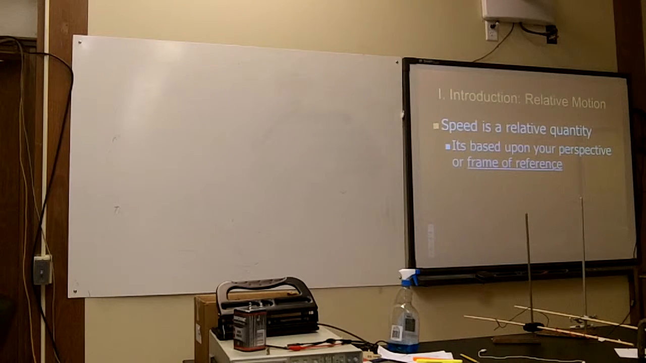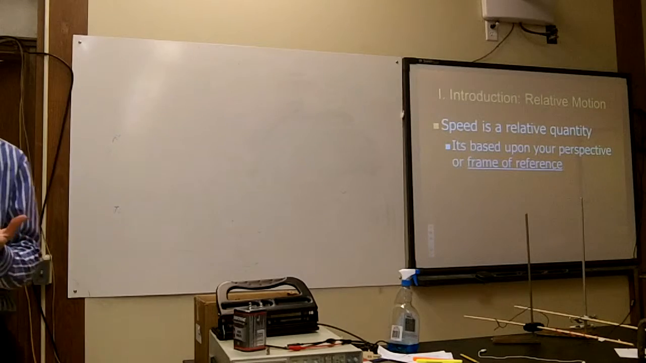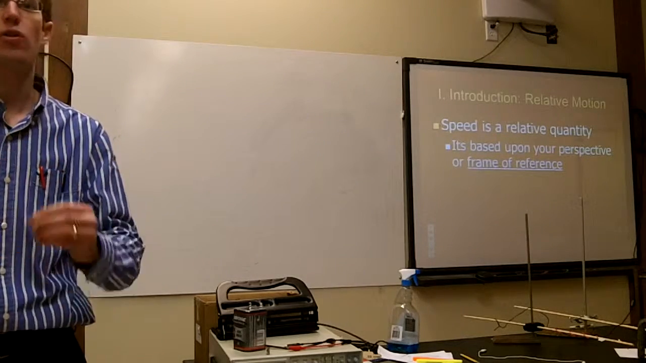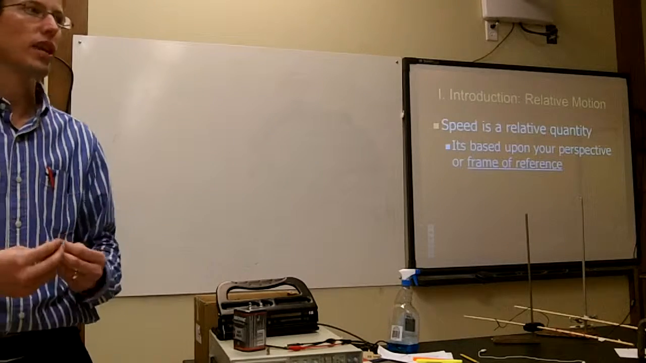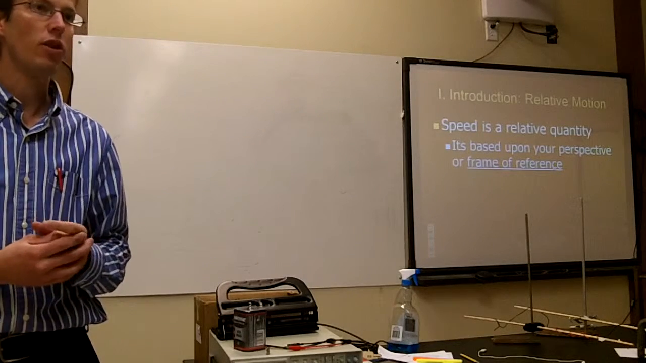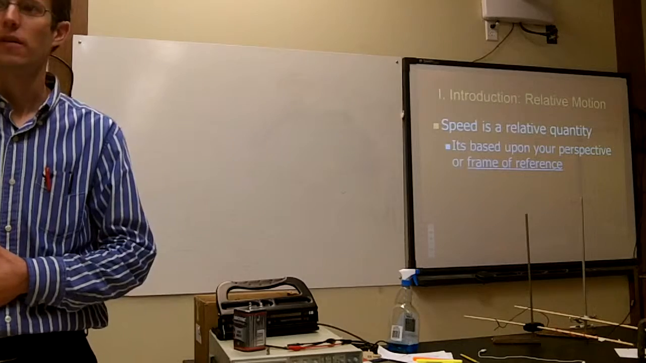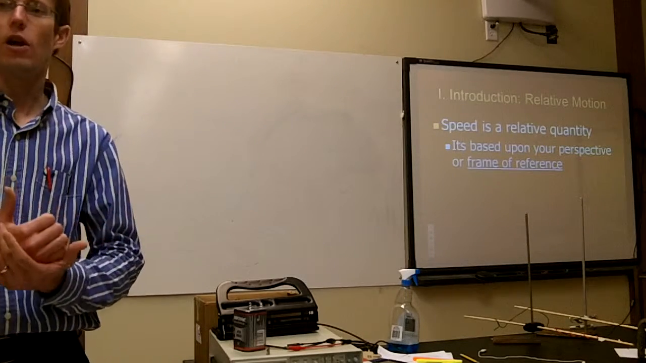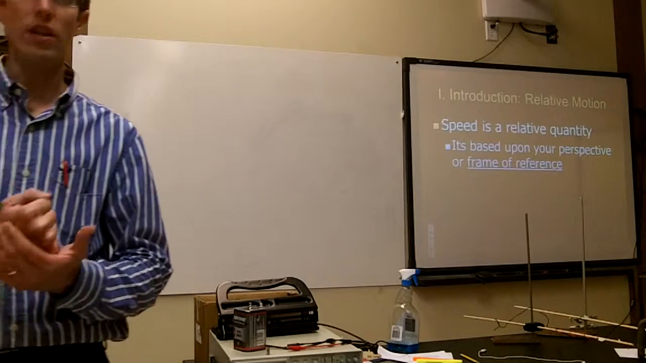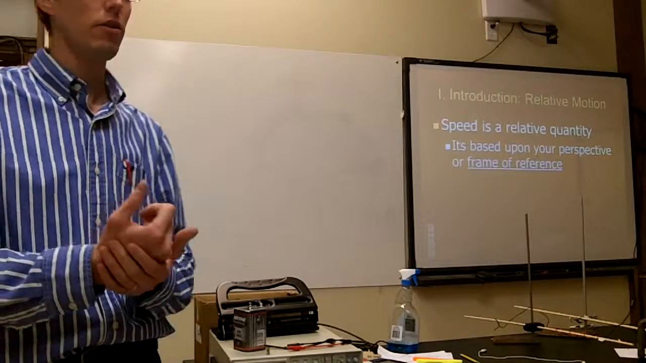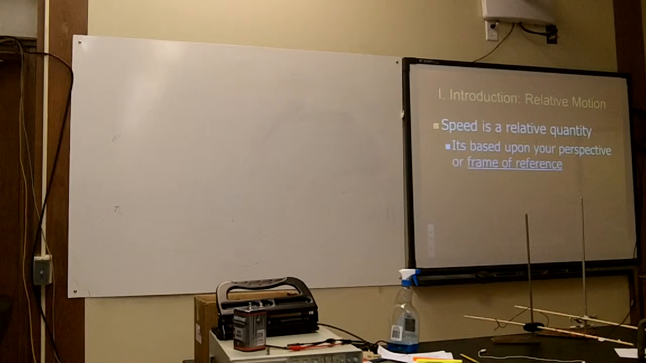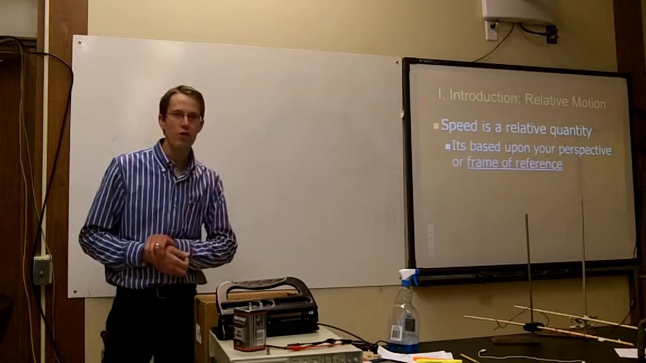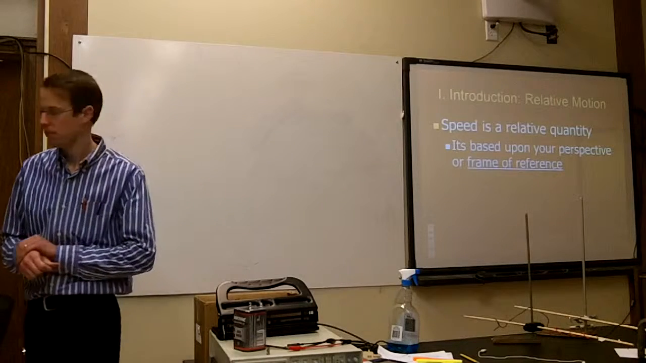Now, before we dive into Einstein's special theory of relativity, what that means is it's the special case, special exception to relativity. It doesn't work like it does everywhere else. Before we get into the special case, we need to talk about what relativity is. This is the idea of relativity. Speed is a relative quantity. It's based on your perspective or your frame of reference.